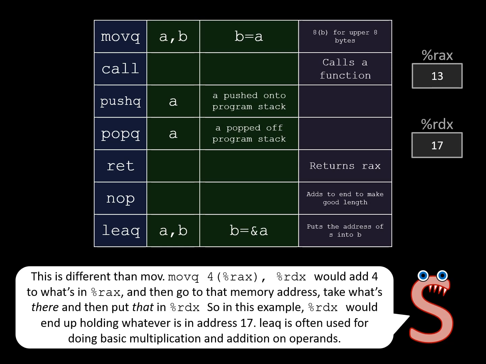MOVQ 4(%RAX), %RDX would add 4 to what's in %RAX and then go to that memory address. Take what's there and then put that in %RDX. So in this example, %RDX would end up holding whatever is in address 17. LEAQ is often used for doing basic multiplication and addition on operands.